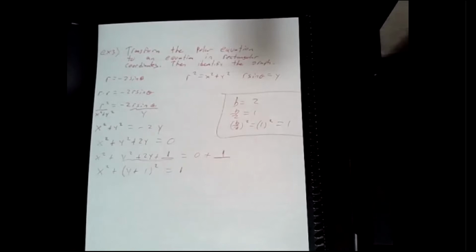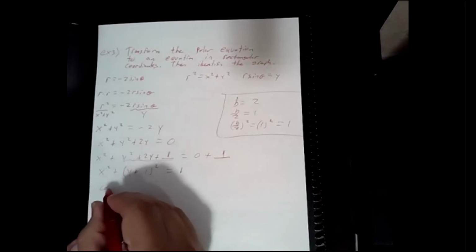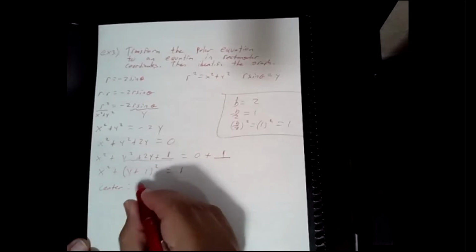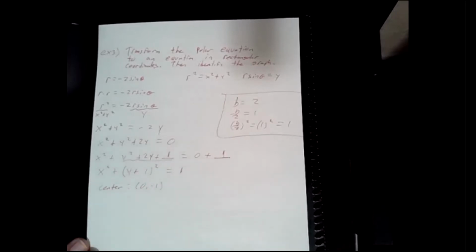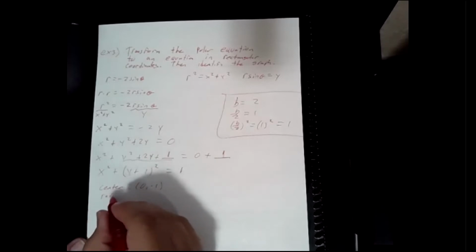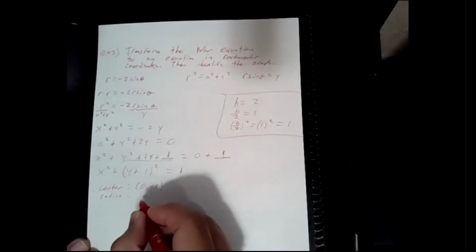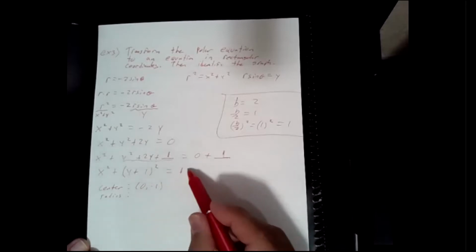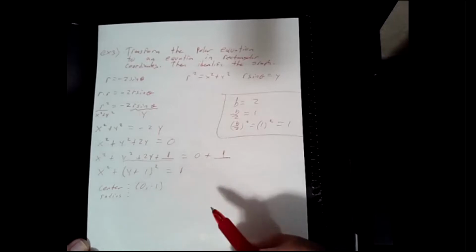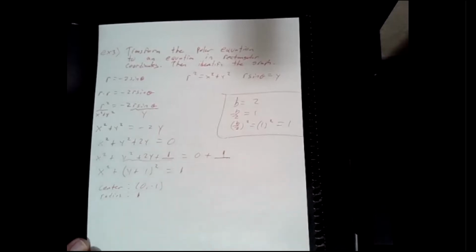So once it's in this form, right, we know the center. What's the center of the circle? 0, negative 1. Yeah. And radius? 0.5. Half of 1? Or is it the square root of 1? Oh, okay, so 1. Yeah, just 1.